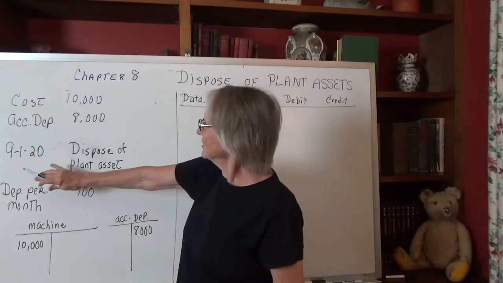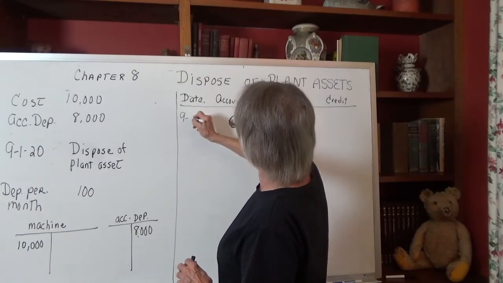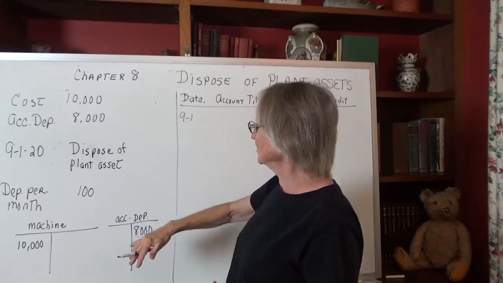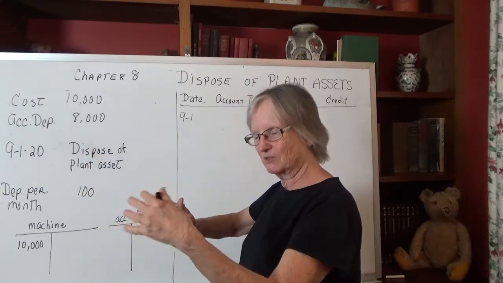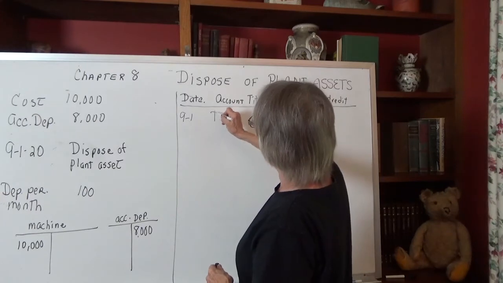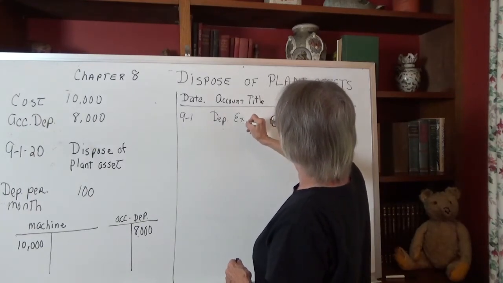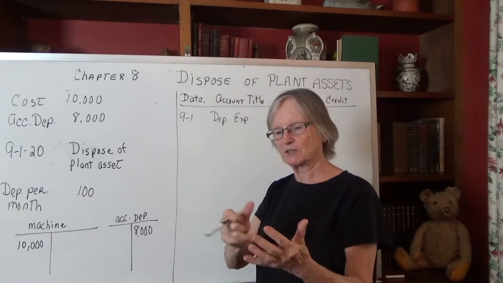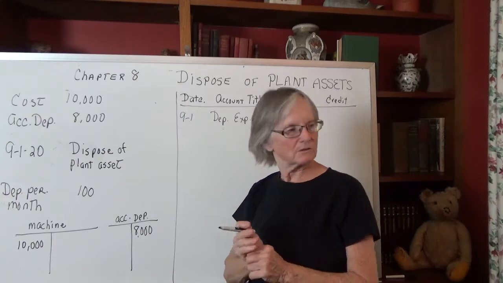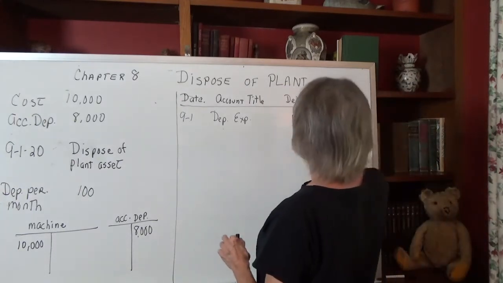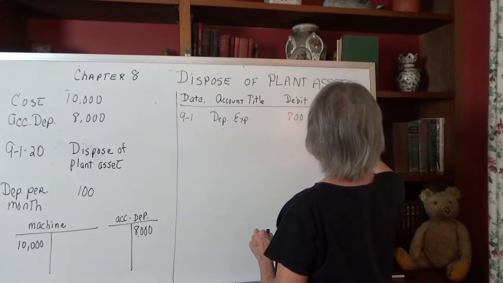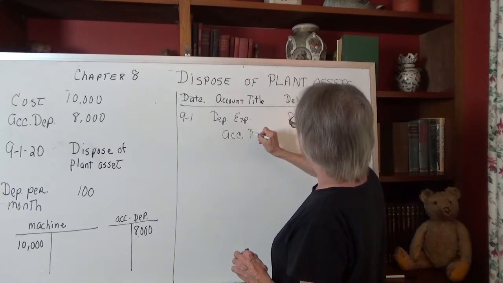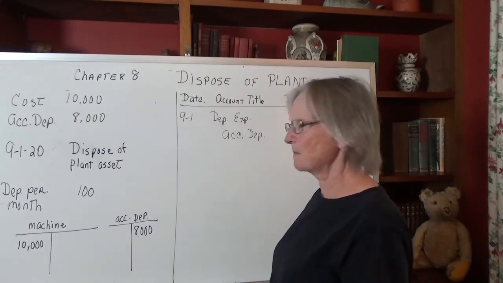Since we're selling it on September 1st, the first step is to update the depreciation to the date of the sale. This assumes that the last depreciation we took was at the end of last year. So we would simply go depreciation expense, and then you get out your handy calculator: January, February, March, April, May, June, July, August. That looks like 8 months to me, so it would be $800 to update the depreciation to the date of the sale. So you'd debit depreciation expense and credit accumulated depreciation, 800.